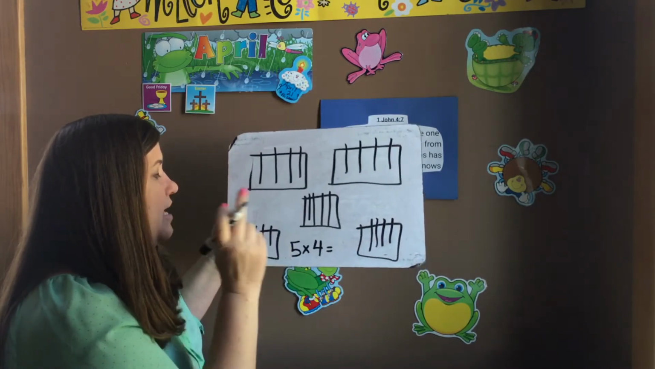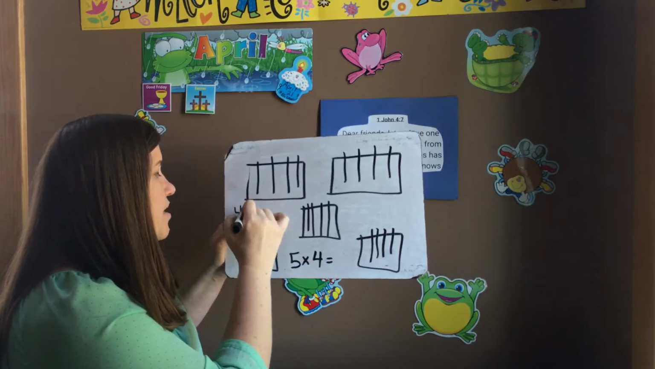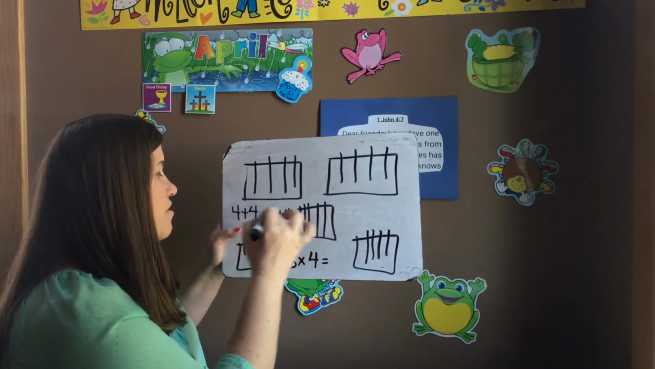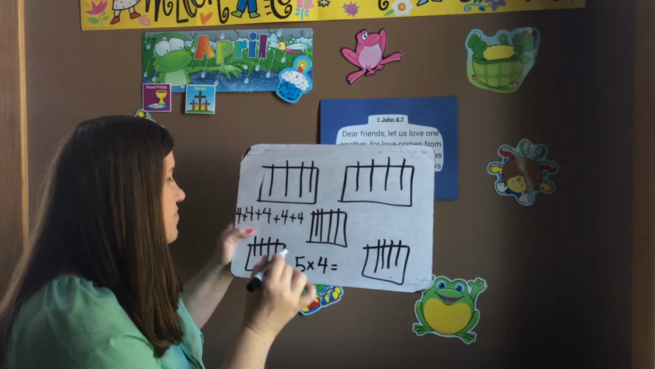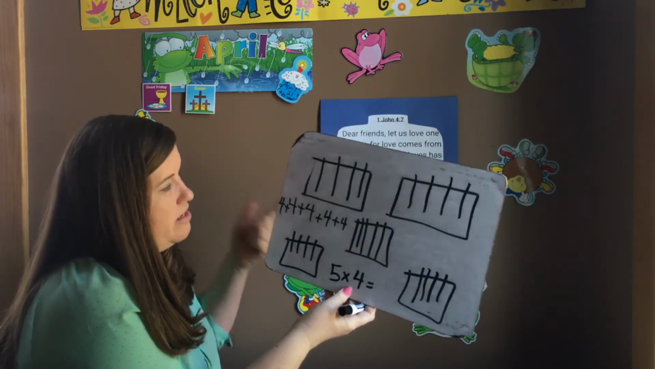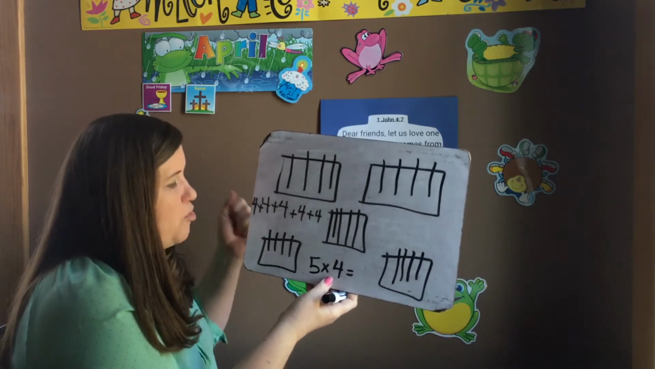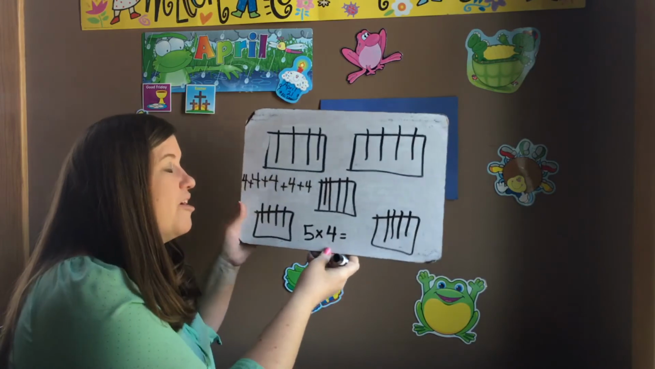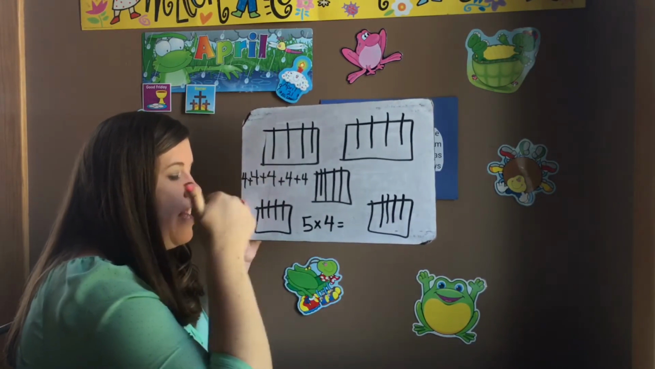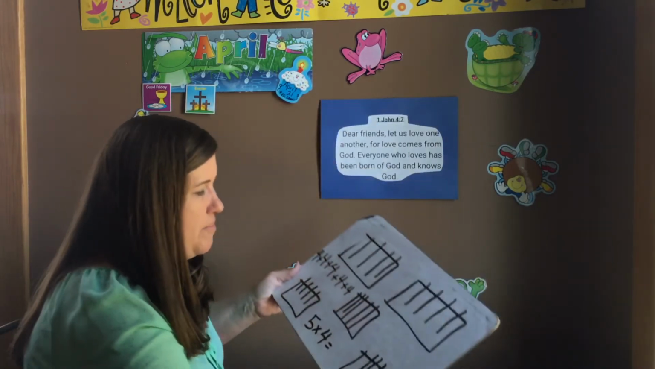So you can do 4 plus 4 plus 4 plus 4, plus 4 for this one. So you can count 4 plus 4 is 8, plus 1 more 4 is 12, 1 more 4 is 16, 1 more 4 is 20. Or you really could have switched this around and counted 5 four times. 5, 10, 15, 20. You can kind of mix these up.